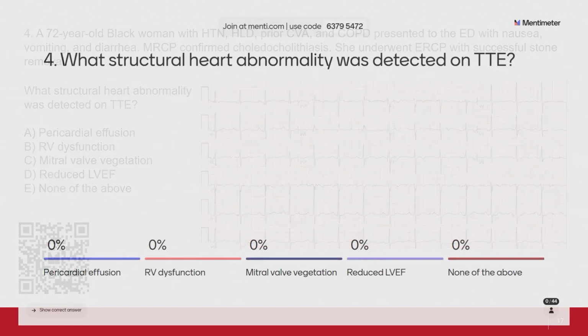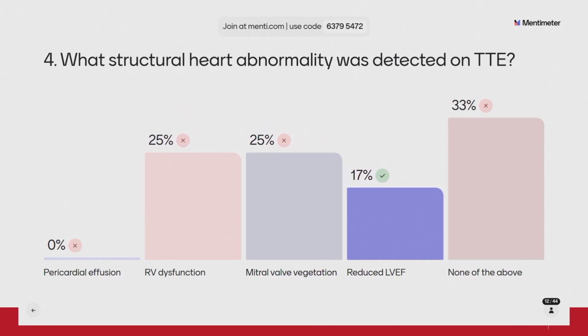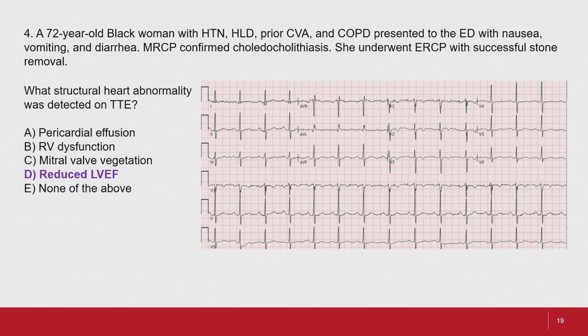Let's see what the audience says. Everyone's guessing at this point. Here we go. None of the above. Reduced EF, but AI got this one wrong. This EF was 35%. All right, so AI also got this one wrong.